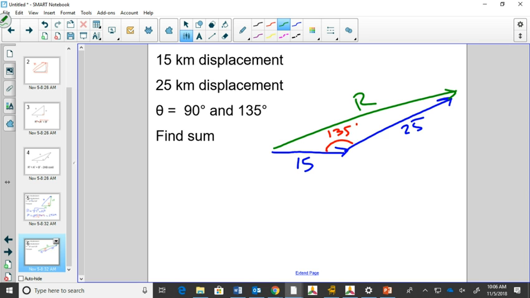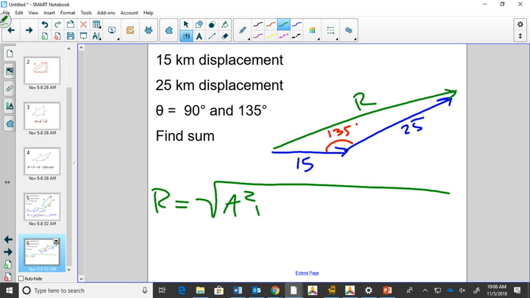I'm going to use that law of cosines, right? And I can't use Pythagoreans. Why? It's not a right angle. It's got to be 90 degrees if I'm going to use Pythagoreans. So therefore, R is equal to the square root of a squared plus b squared plus what? Oh, not plus, it's minus. Minus what? 2ab cosine of theta.